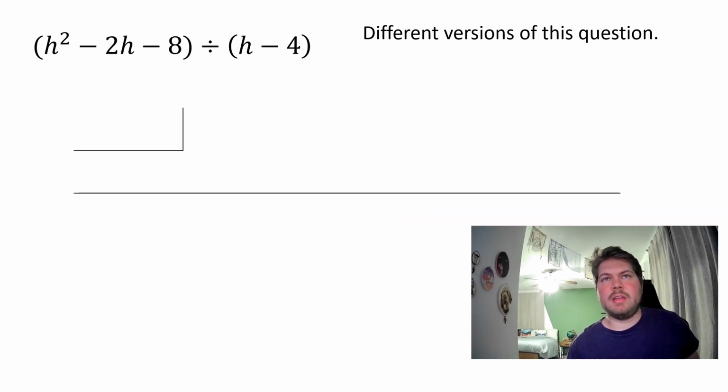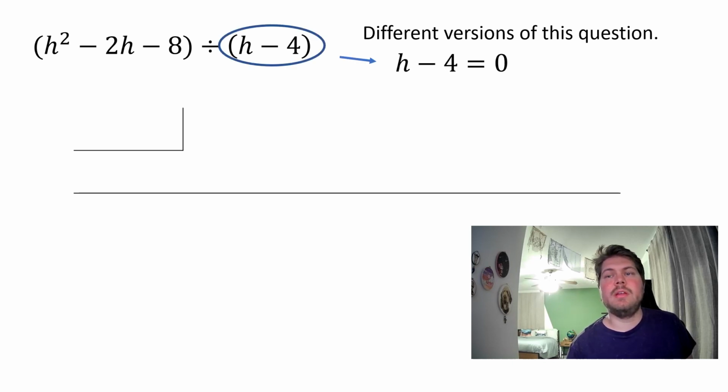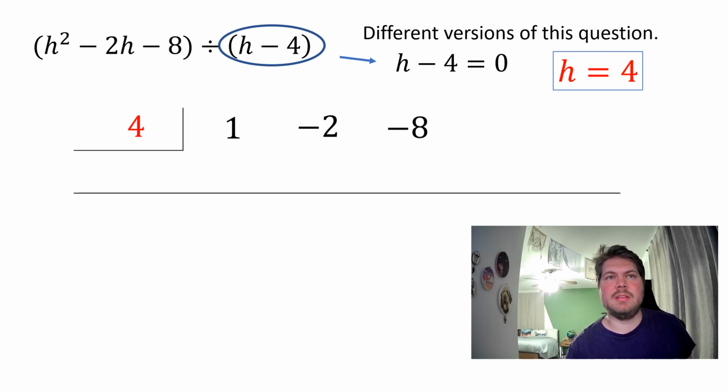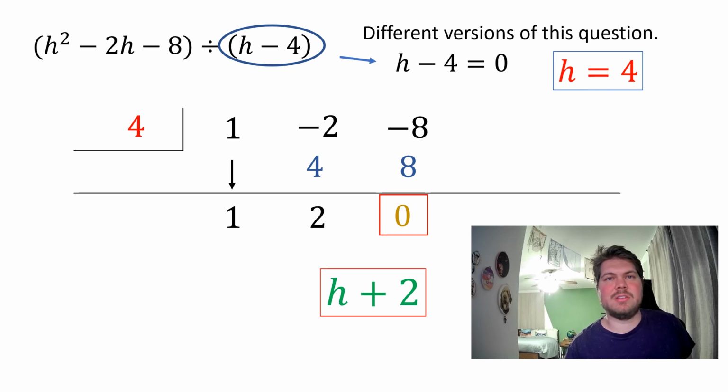So for number 9, you might have this version, or you could have a completely other version. But again, the same idea is here. What makes h minus 4 equal 0? 4. So we're going to put 4 in our little box, and we're going to bring all the constants down. So 1, -2, and -8. We're always going to bring the first number down. Then 4 times 1 is 4. 4 minus 2 is 2. 4 times 2, that gives us 8. 8 minus 8 gives us 0. So this one has a nice remainder as well. So this one is h plus 2.